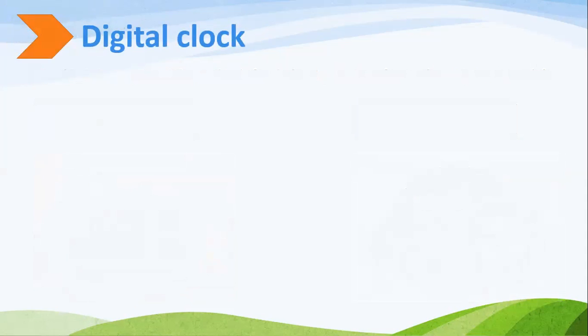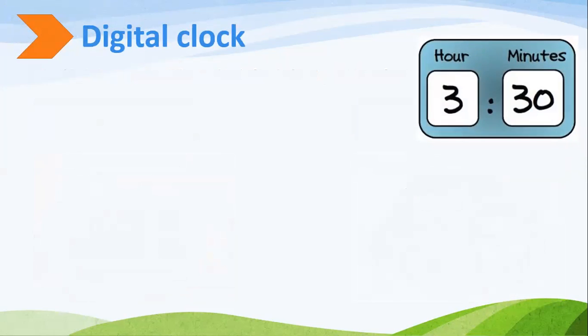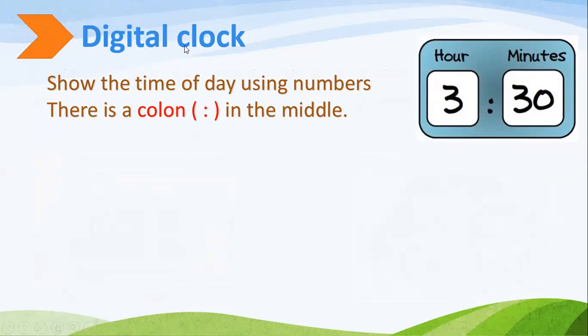So let's learn what a digital clock is. A digital clock is composed of two parts. The first part is the hour part, while the second part is the minutes part, and it has a colon in between. Again, the digital clock has two parts: the hour part and the minutes part, with a colon in between.